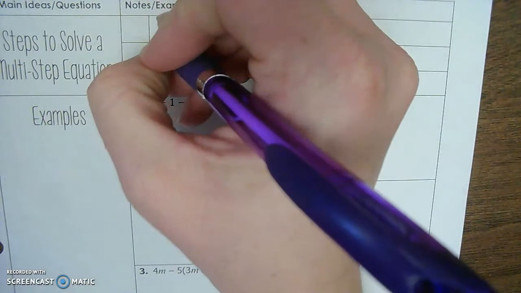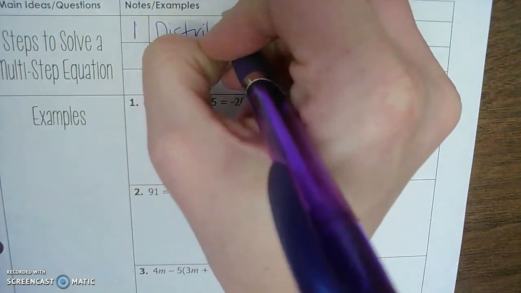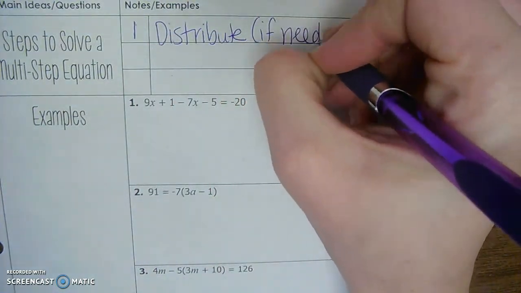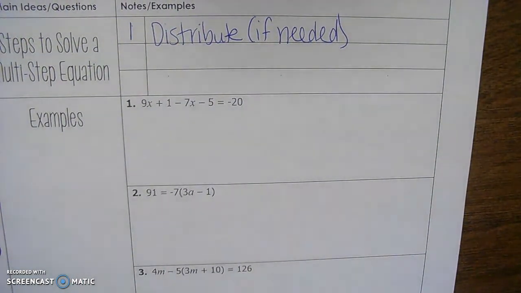The first thing is we need to distribute if necessary. There might not be any parentheses that you need to distribute. So distribute if needed. So number 1, there are no parentheses, so you don't have to distribute.